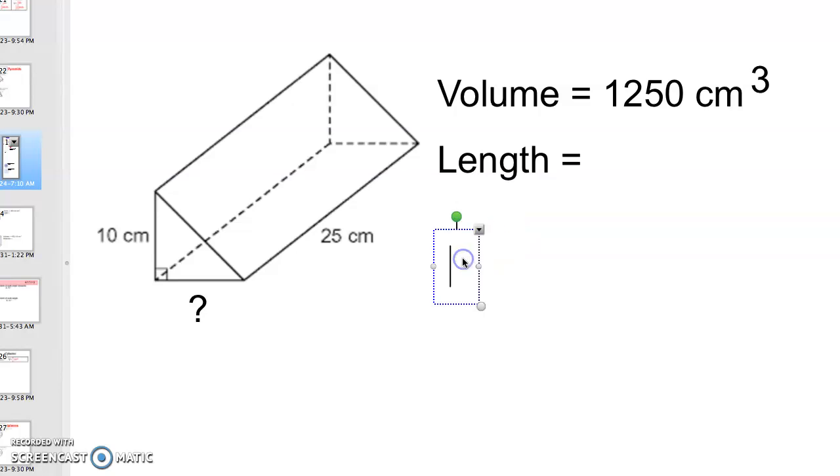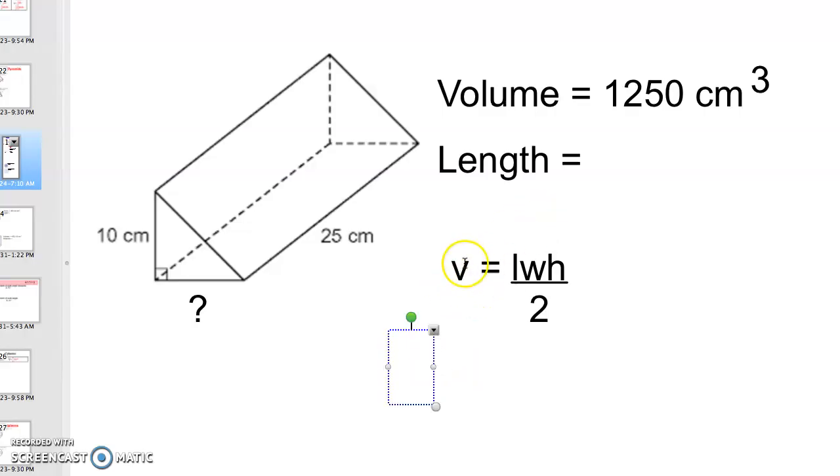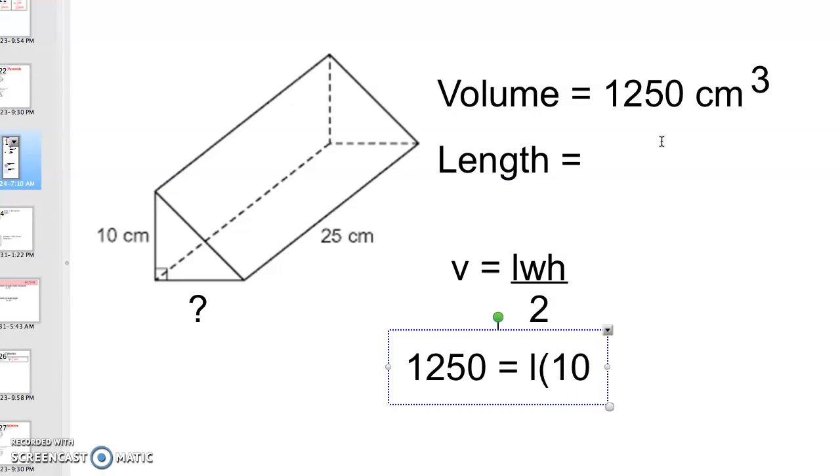We're going to start by writing the formula for volume of a triangular prism. Now it's a triangle, so it's a triangular prism. And it's length times width times height divided by 2. That's step one. Step one was to just write the formula. Step two says that we have to substitute in the values that are given. So instead of V, I'm going to plug in 1,250 because it tells me that that is the volume. The length is what we don't know. That's what we're looking for. The width is 10, and then the height is 25. Now these are interchangeable.